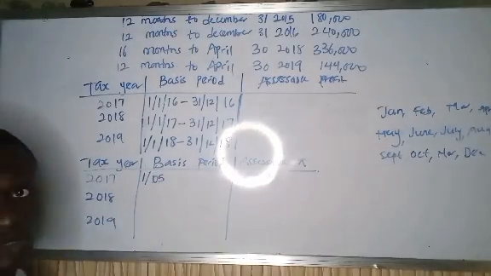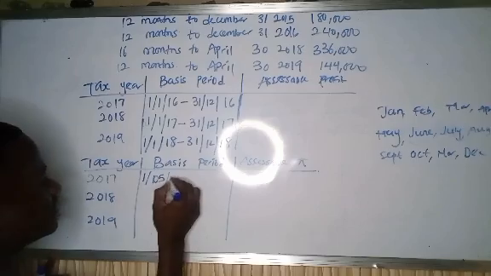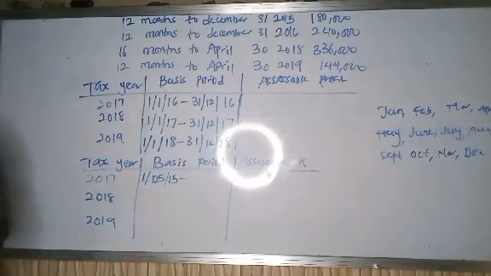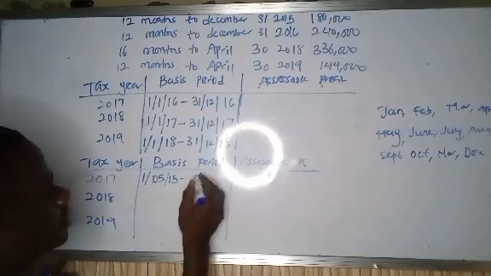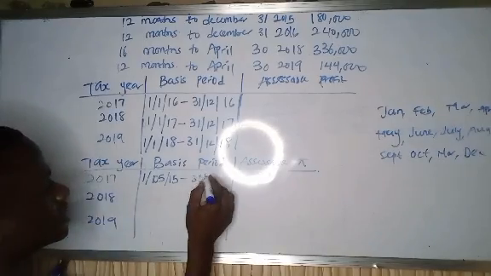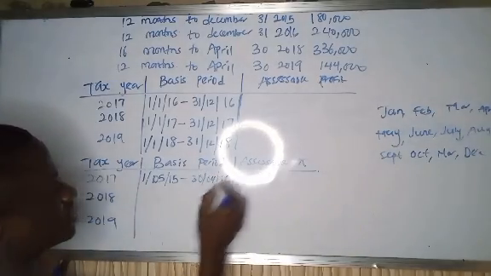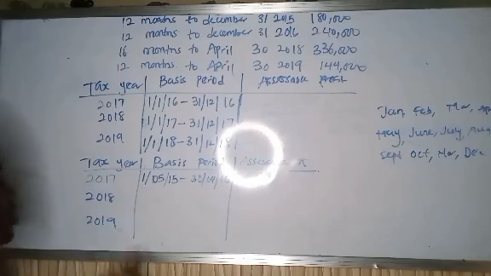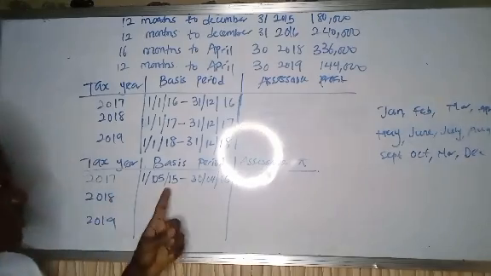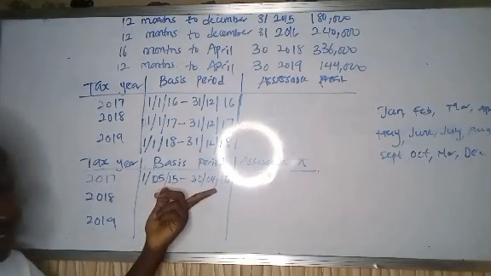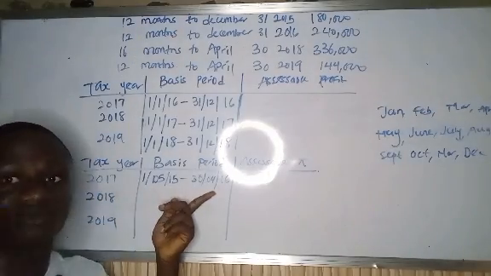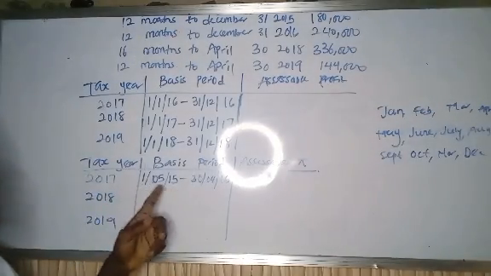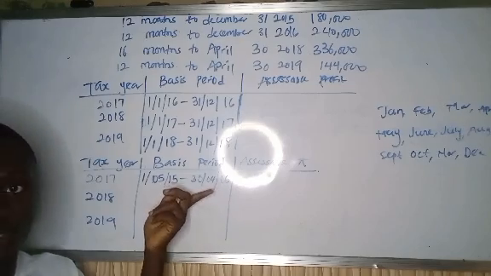May is the 5th month. 1st of May 2015 to 30th of April 2016. Don't forget that it is 2017 tax year. So for 2017, they cannot collect tax of 2017 in the year 2017. I've explained that from the beginning of the video. So it will be 2015 to 2016, a period of 12 months.